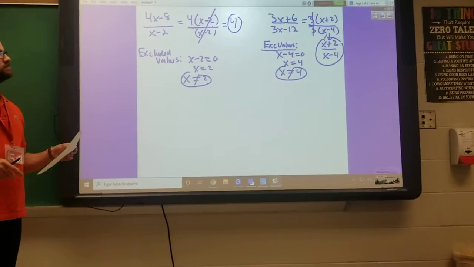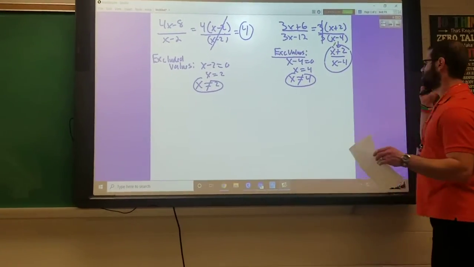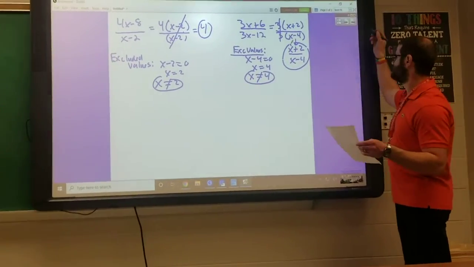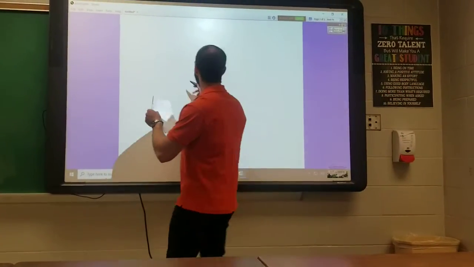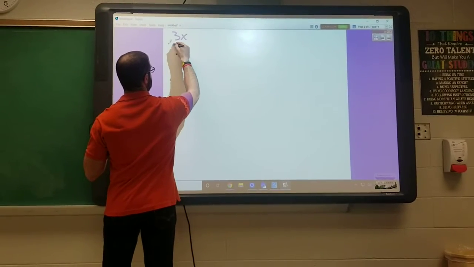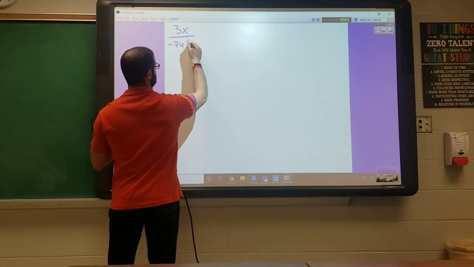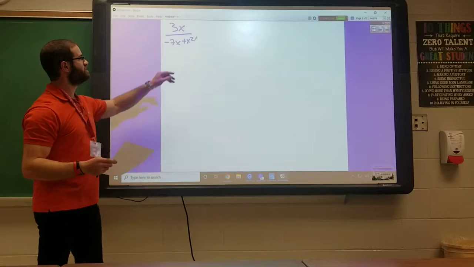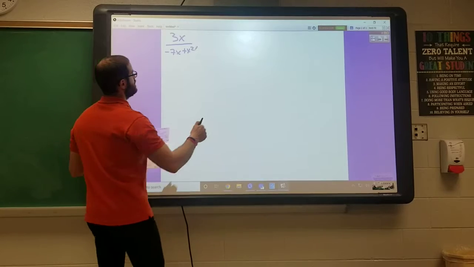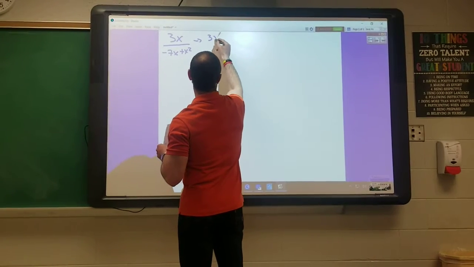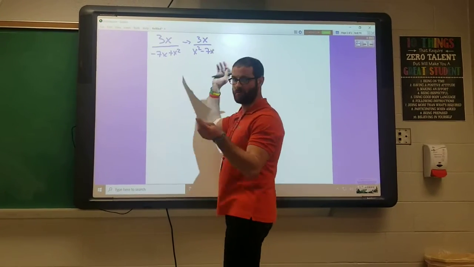Okay, so we're going to go ahead and do some more examples. Again, we're simplifying, and then we're stating what values are excluded, values that make the denominator 0. All right, so let's say I have 3x in the numerator over, let's say it's negative 7x plus x squared. The first thing I want to do here is rearrange that so the x squared term's first, right? The highest power term we like to have first. So let's say 3x, and then I have x squared, then minus 7x. Okay, that looks a little better.